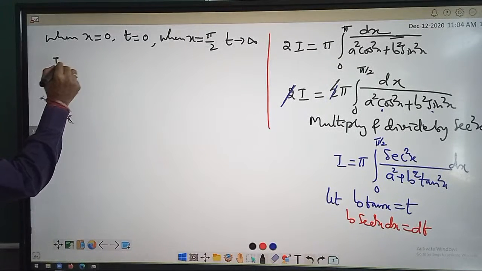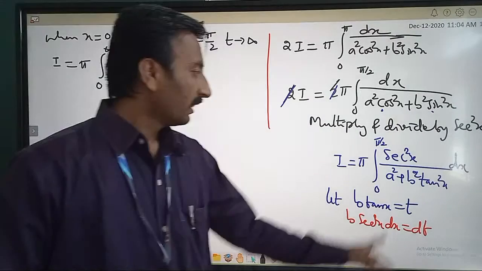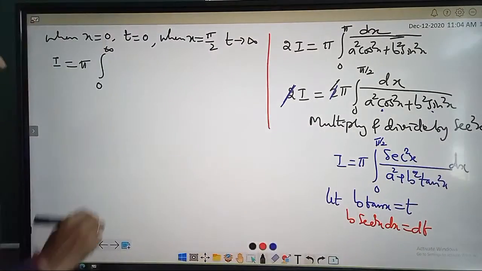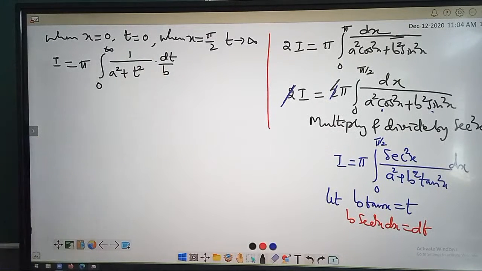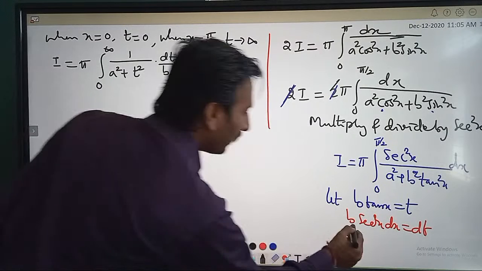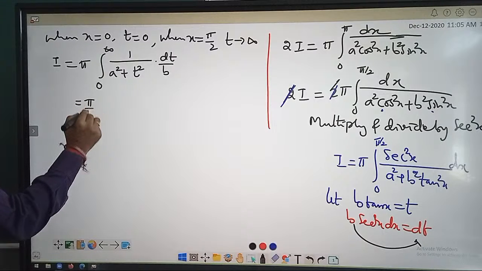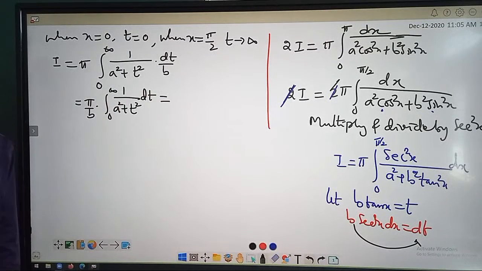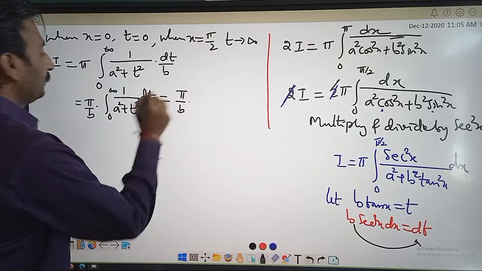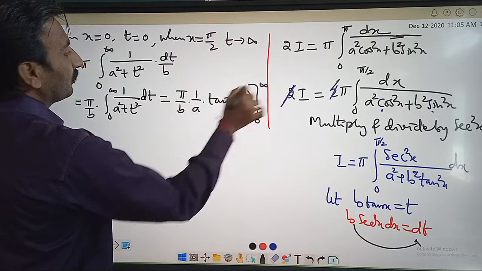Okay, what is it now? This becomes I equal to pi into integration from 0 to infinity. And now sec square x dx can be written as dt by b, and the rest of the parts will look like this: a square plus t square into dt divided by a constant. This b which was there, we took to this side. sec square x dx equal to 1 by b into dt. I will take b outside. What do you get? Pi by b, integration from 0 to infinity, 1 by a square plus t square dt. This is finally a standard result: 1 by a into tan inverse of x by a. So pi by b into 1 by a tan inverse of t divided by a, but this is all from 0 to infinity.